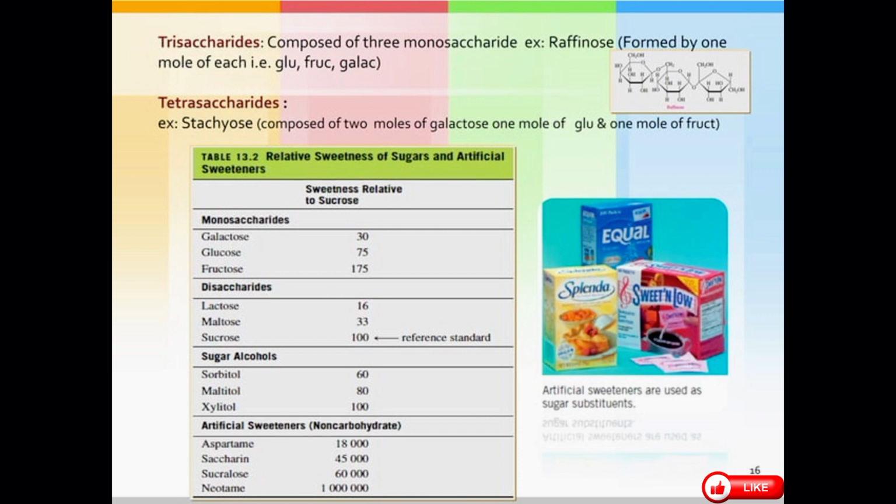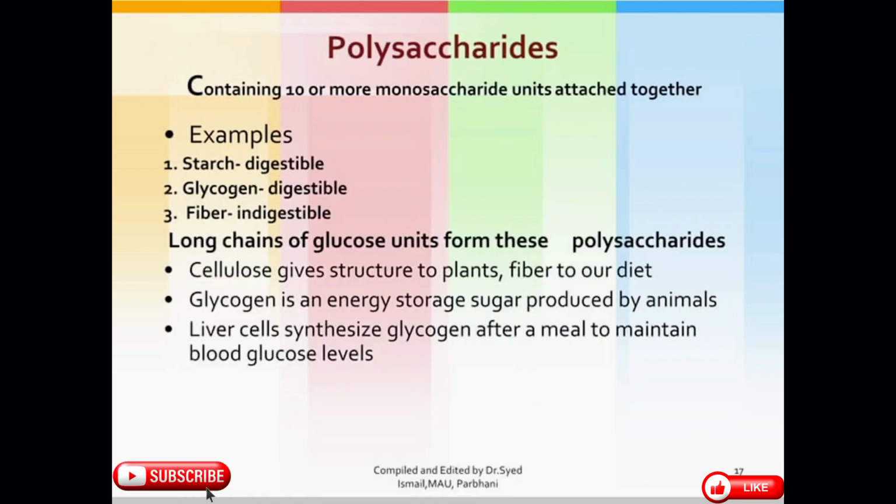Trisaccharides, as I have told, are oligosaccharides composed of 3 sugar units. Tetrasaccharides are oligosaccharides composed of 4 sugar units. Polysaccharide, as the name indicates, poly means many, saccharide means sugar units. These are carbohydrates that upon hydrolysis contain 10 or more monosaccharide units attached together. They are known as polysaccharides. Their examples are starch, glycogen, and fiber.